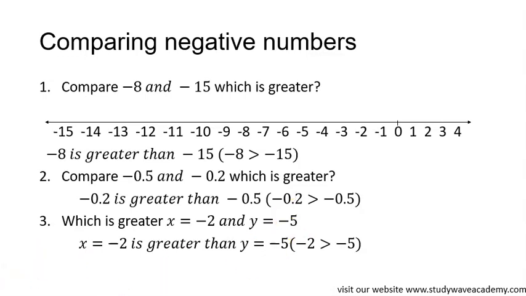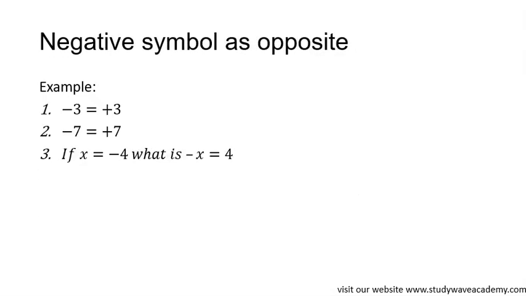So now let's look at the negative symbol as opposite. The negative symbol, which is the minus sign, indicates the opposite of a positive number. Okay, so if you have minus 3, the opposite of minus 3 is plus 3. It's not necessary you put the plus in front. Okay, it can just be 3 here. It's not necessary you put this plus in front. I'm just explaining for you. So the opposite of minus 3 is plus 3. You can just write 3.